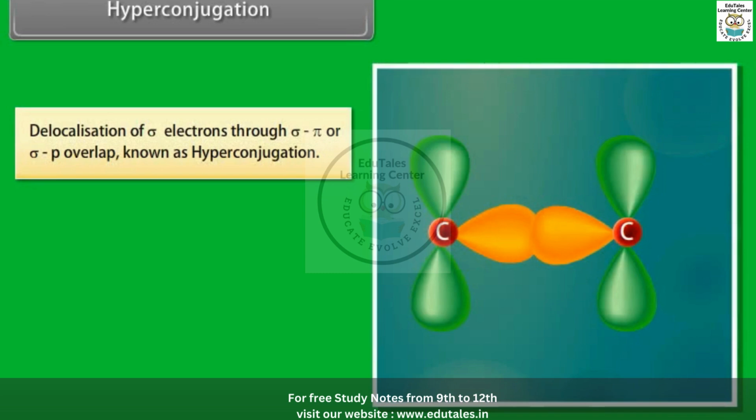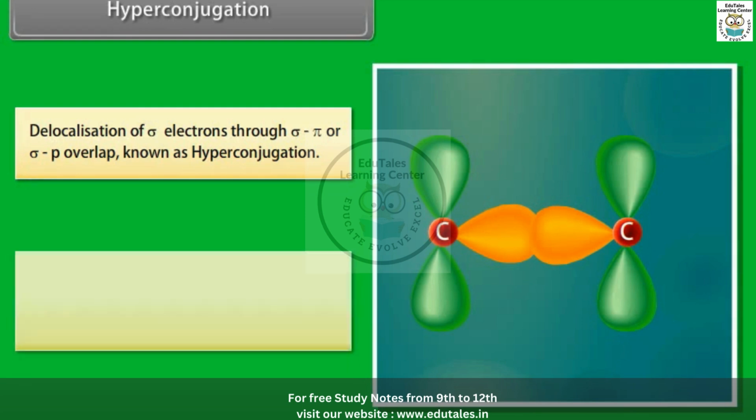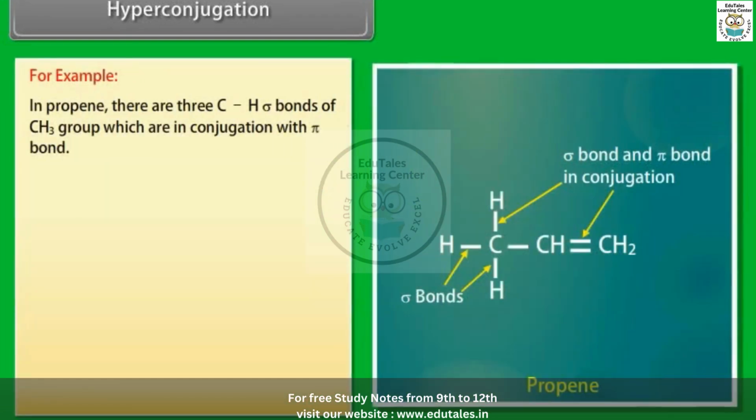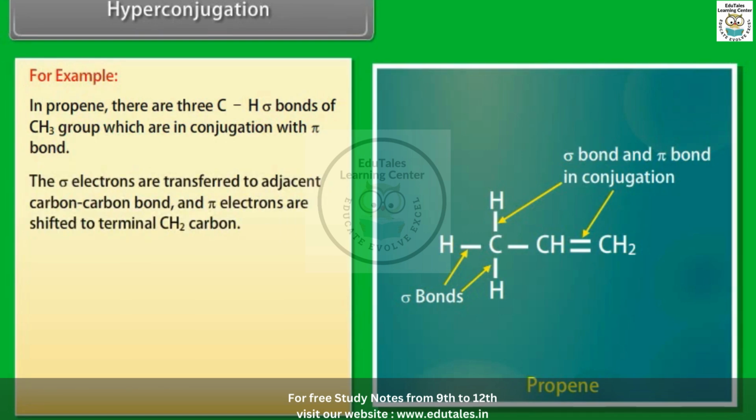Hyperconjugation. Delocalization of sigma electrons through sigma-pi or sigma-p overlap is known as hyperconjugation. The sigma bond in conjugation with the pi bond, or the sigma bond in conjugation with the p orbital, participates in delocalization and thus stabilizes the system. For example, in propene there are 3 C-H sigma bonds of the CH3 group which are in conjugation with the pi bond. The sigma electrons are transferred to the adjacent carbon-carbon bond and the pi electrons are shifted to the terminal CH2 carbon.